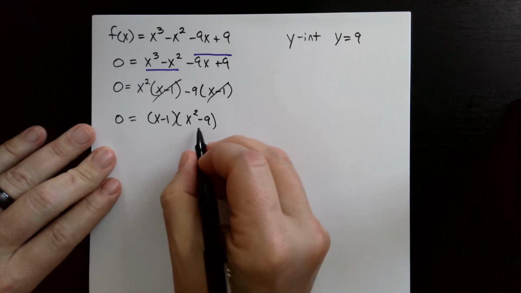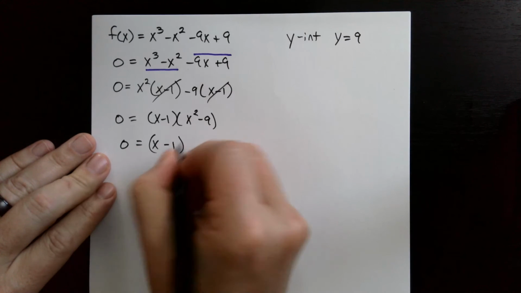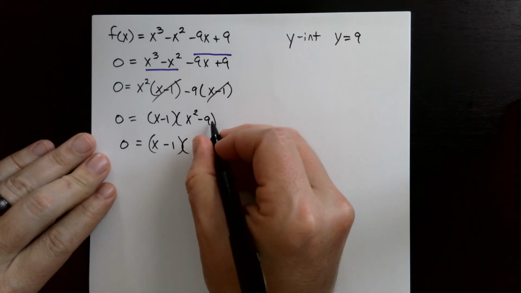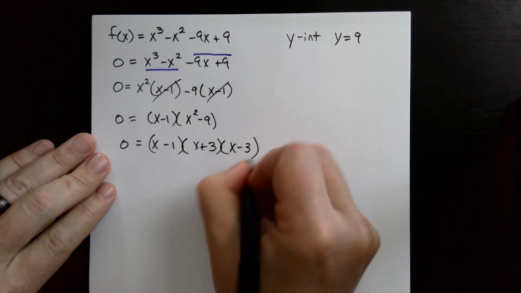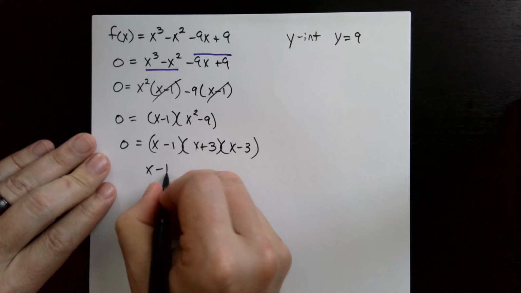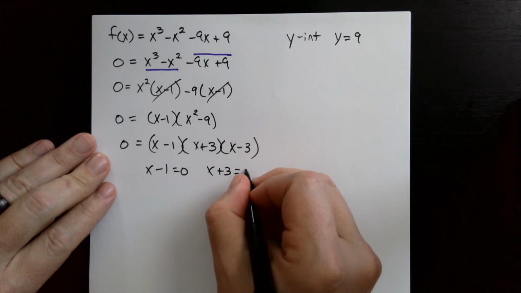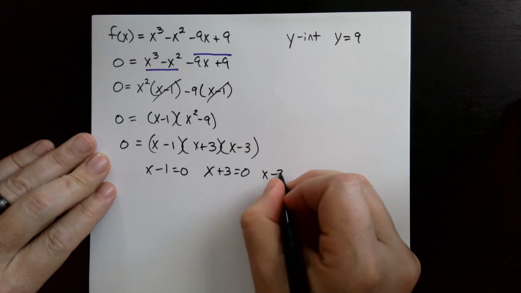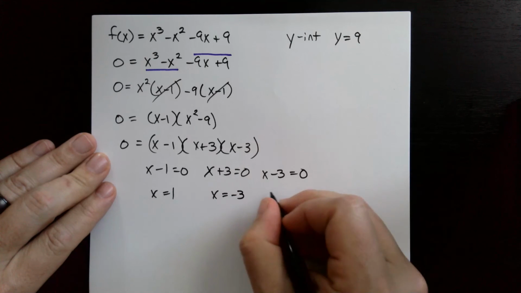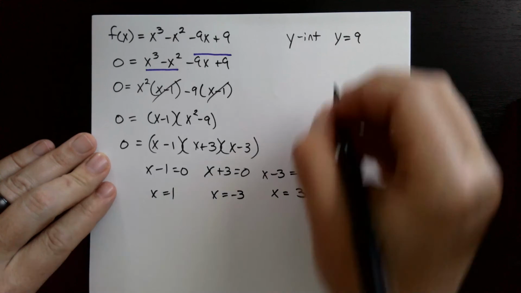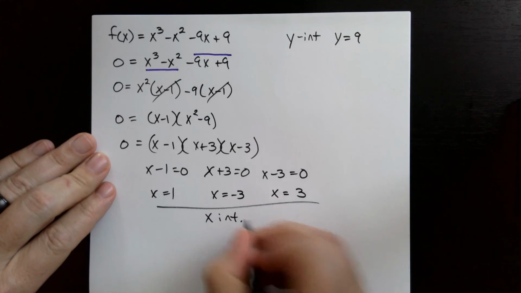This, again, is a difference of squares, so 0 is equal to x minus 1, and this is 3 squared, so it's x plus 3, x minus 3. So that gives us solutions. Well, let's write it out real quick. So x equals 1, x equals negative 3, and x equals positive 3. So these are your x-intercepts.